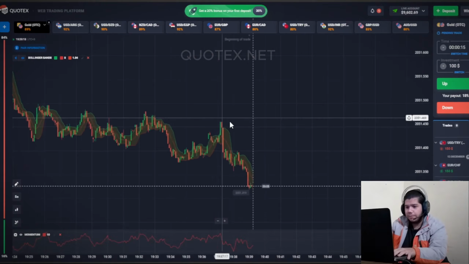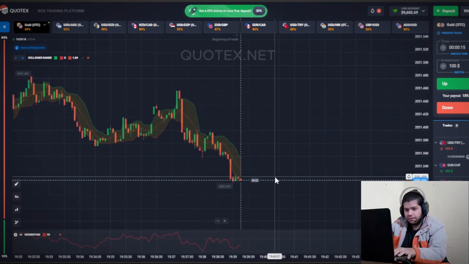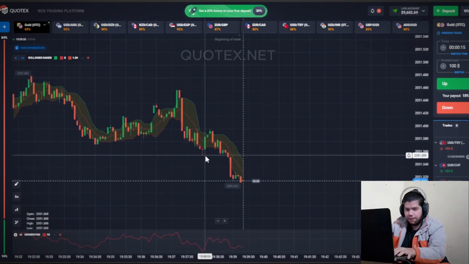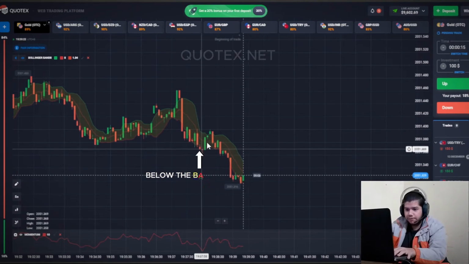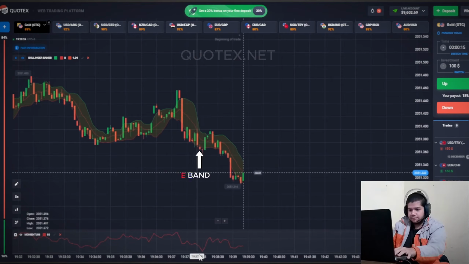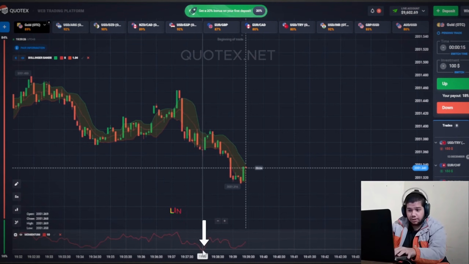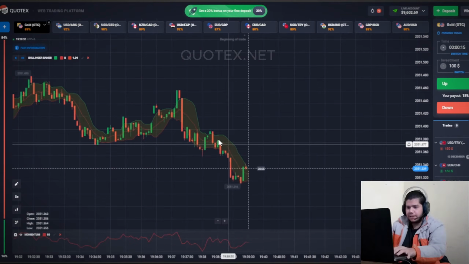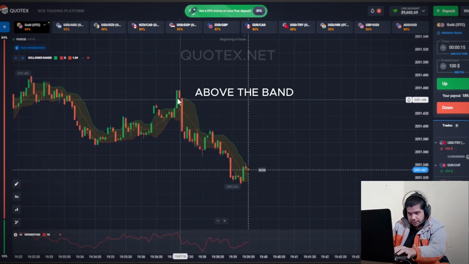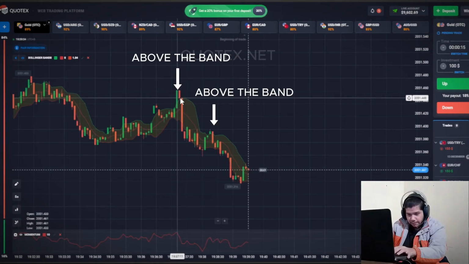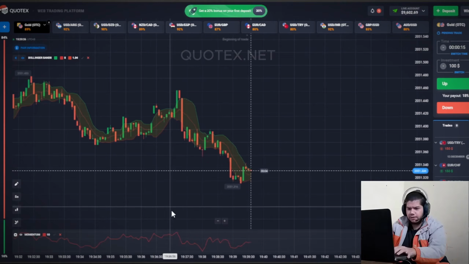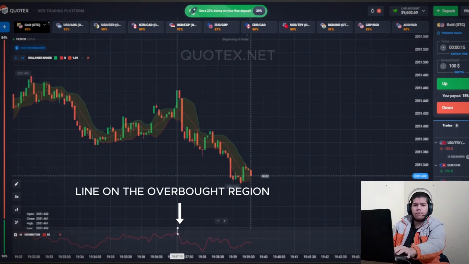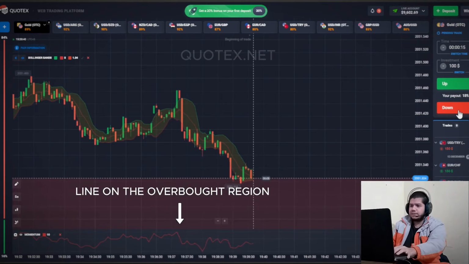Okay, so the plan will be: whenever the price is in the below region like this, we are going to buy the trade with the momentum line in the oversold region. And whenever the price is like this or like this, above right there, and the momentum line is in the upside region, the overbought region, we will sell the trade.